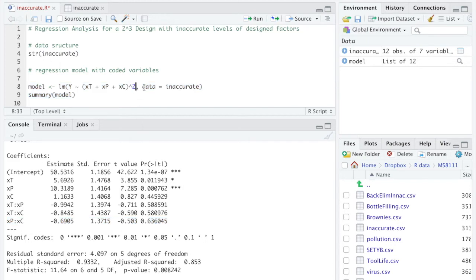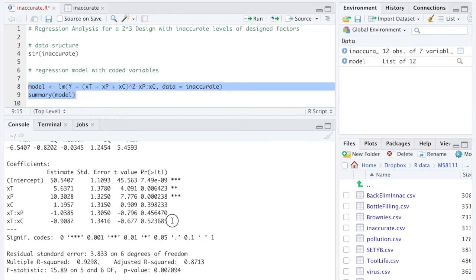To run the regression model without the interaction xp-xc, we just need to add minus xp-xc to the previous model. This way, we have the whole model for the main factors and two-factor interactions minus xp-xc. The linear model results show that xt-xc is the one with the highest p-value, the lowest significance, so we are going to remove it from the model.